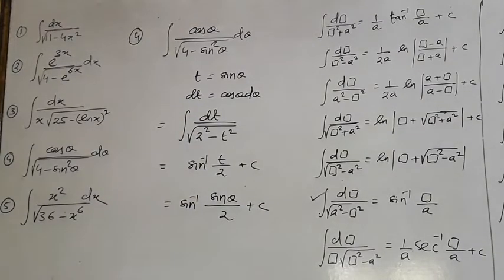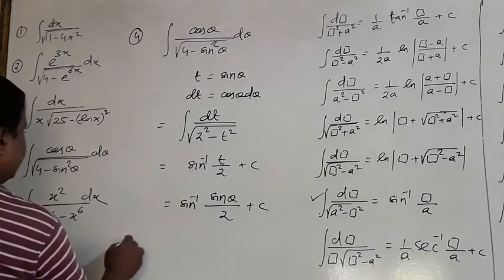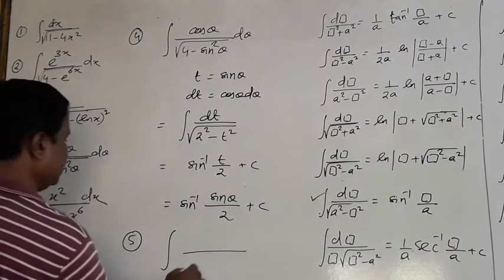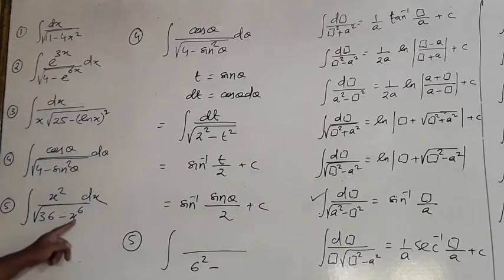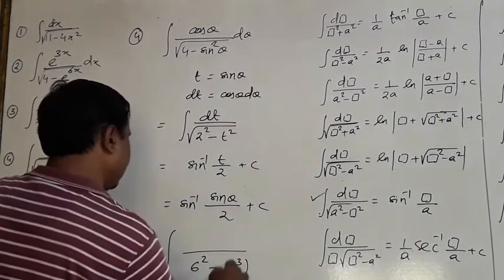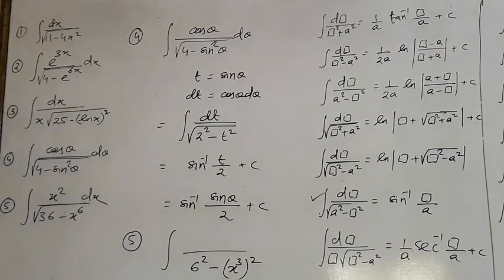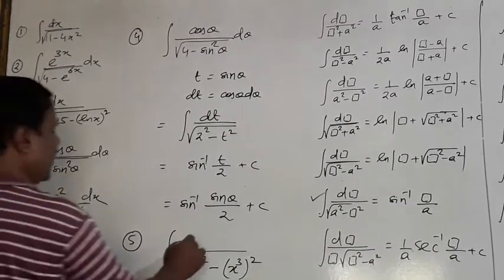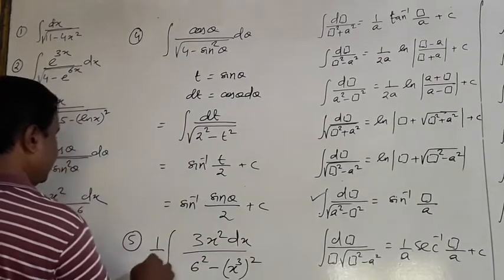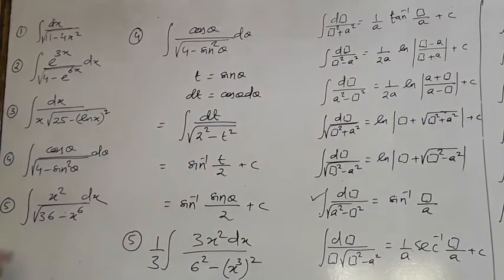Similarly you can also do number 5. I am doing it, you should listen. It is 36, means 6 square. Whose square is x to the power 6? It is naturally x cube square. X cube square is x to the power 6. Now its derivative, what will be the derivative of x cube? 3x square. Write it here 3x square and divide here by 3. Now you can do it by putting t is equal to x cube.